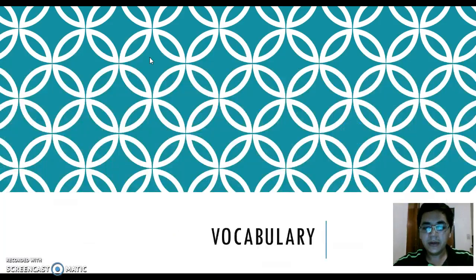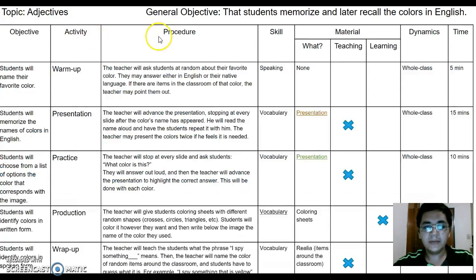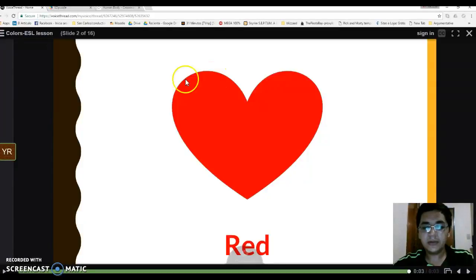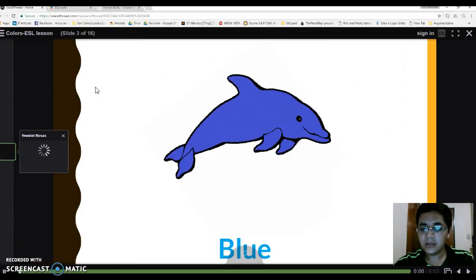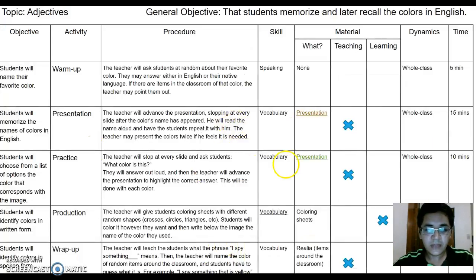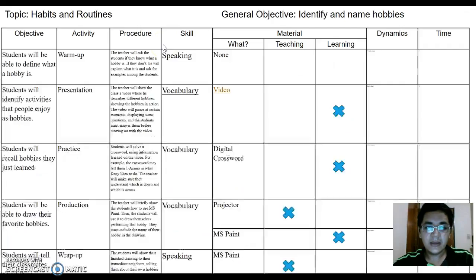For vocabulary, first we'll be teaching colors, and we'll be doing so with this presentation. In this presentation, they see different things colored with the corresponding color, and it has an audio clip to help them with the pronunciation of it. And afterwards they do different types of exercises.